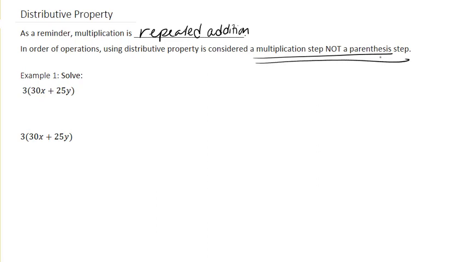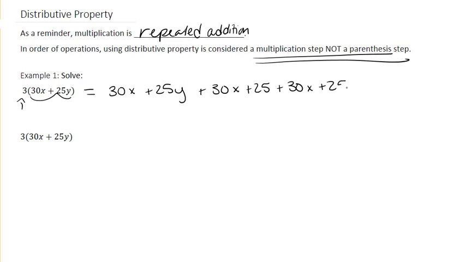Now, let's go ahead and solve this first example, and we're going to use two different methods. The first method, we're going to use addition. So what happens is we have this 30x plus 25y, and we have 3 of them. So we're just going to add them all together like this. Oops, forgot the y there.